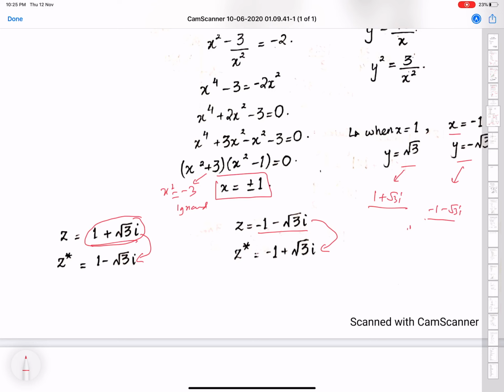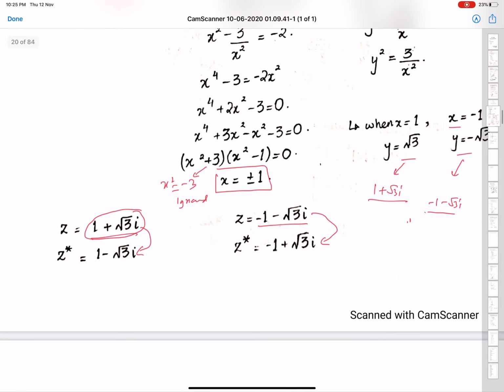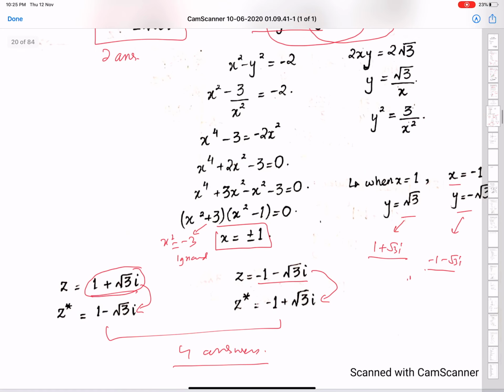So now count your answers. 2 answers and 4 answers. And this equation has 6 answers. This is the way to solve these types of questions.